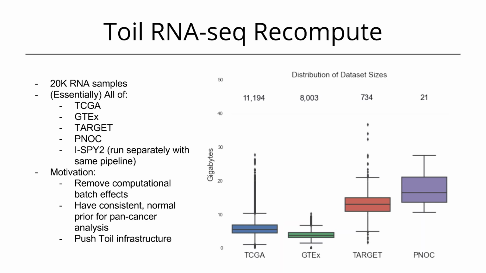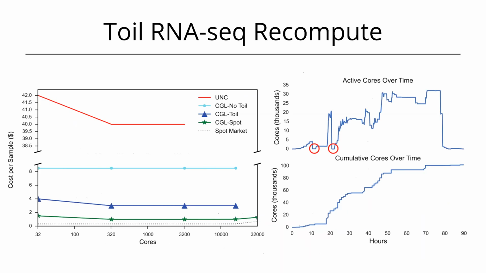It was essentially the entirety of all the samples in TCGA, that's about 9,000, all of GTEx, which is about 8,000, and then a smaller number adding up to about 20,000 from TARGET, PNOC, and I-SPY2, all clinical sequencing pipelines. So the aim here was to remove computational batch effects and to create this sort of normalized prior for the comparison of these pediatric samples. So great, next slide. We did this as a demo for Toil.